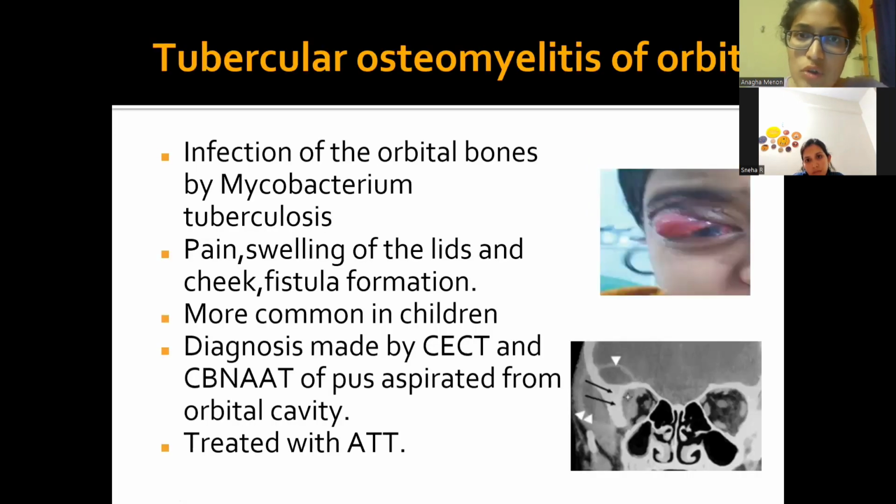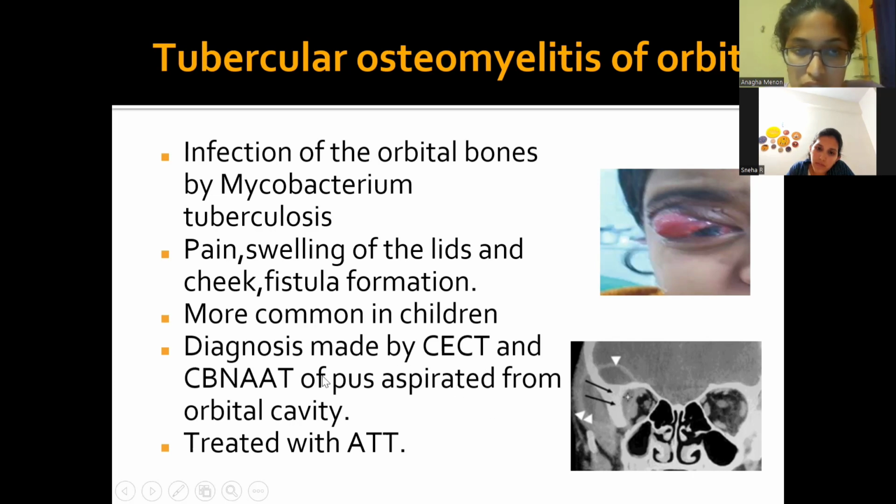Then lastly, we have your tubercular osteomyelitis of orbit. So just like ortho guys have the tubercular osteomyelitis of tibia, femur, even around the orbit we can see associated infection with your tubercular bacilli. So see in this contrast enhanced CT scan, you can see some enhancement, right? That is nothing but the uptake. So there is a lot of abscess formation there. That is what you see here in your tubercular osteomyelitis of the orbit.